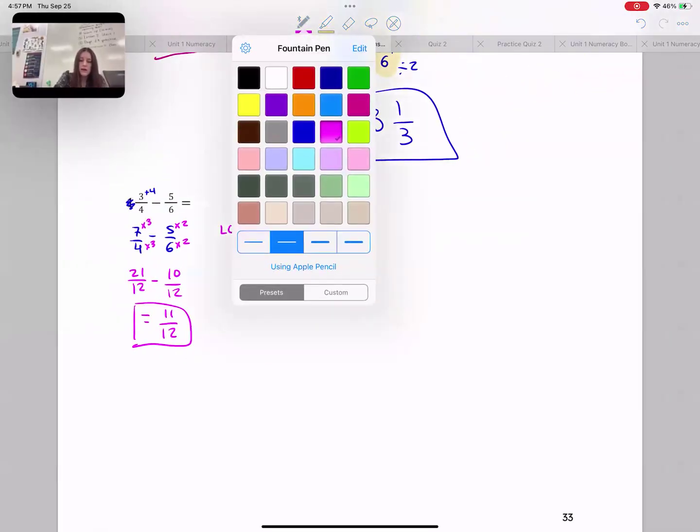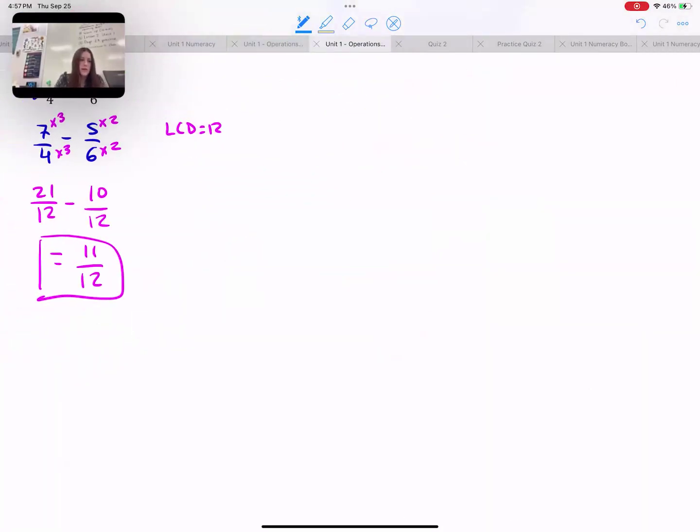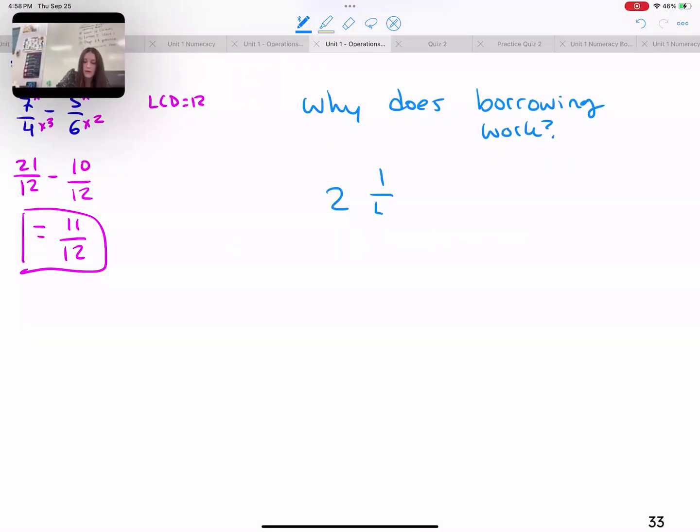So I bet you're wondering why borrowing works. So if you're confused about that, let's take a look at the math here. So why does borrowing work? If I have 2 and 1 over 4, that is going to equal 4 over 4 plus 4 over 4, because these are the two wholes.